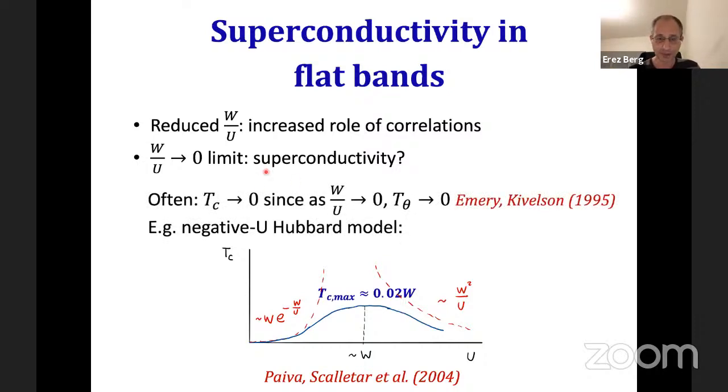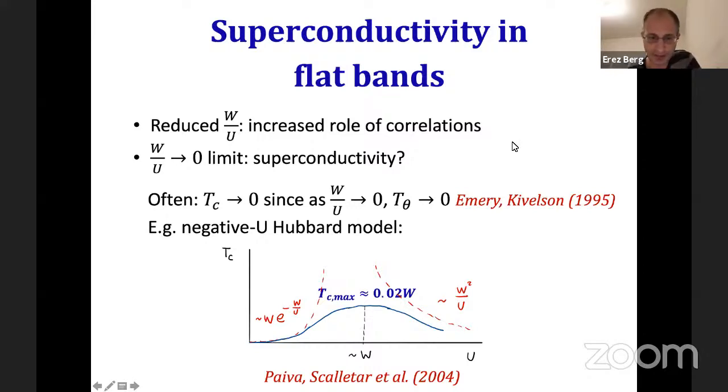Very often what we're used to is that if we take this extreme correlated limit, if we take the bandwidth to 0, Tc would actually go to 0. The reason is that the phase ordering scale, which is the phase stiffness, would go to 0. It would be proportional to the bandwidth, and therefore Tc is not determined by the pairing scale, which would remain finite. It would be limited by the phase coherence scale, and that would go to 0.